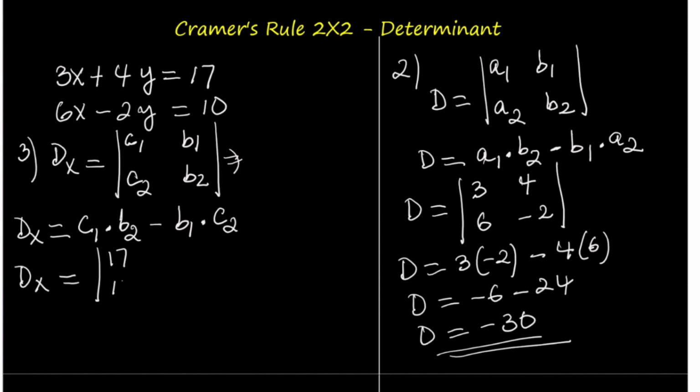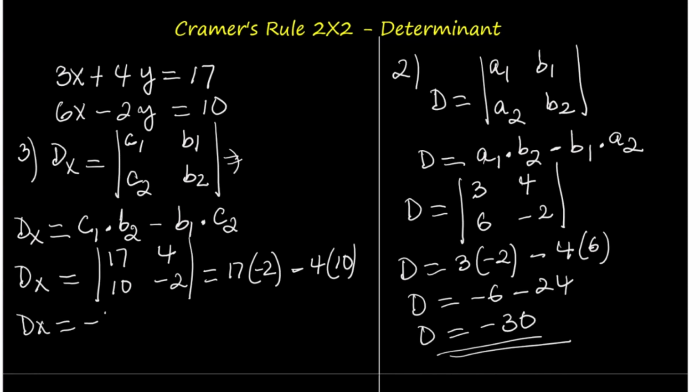Substituting in the values, c1 is 17, c2 is 10, b1 is 4, and b2 is negative 2. Now apply the formula, Dx equals 17 times negative 2 minus 4 times 10. That gives us negative 34 minus 40, which equals negative 74. So Dx is negative 74.